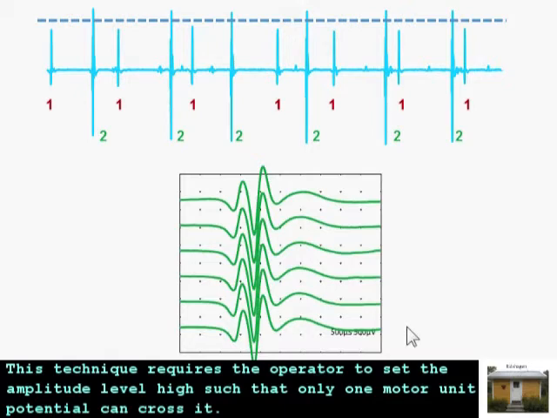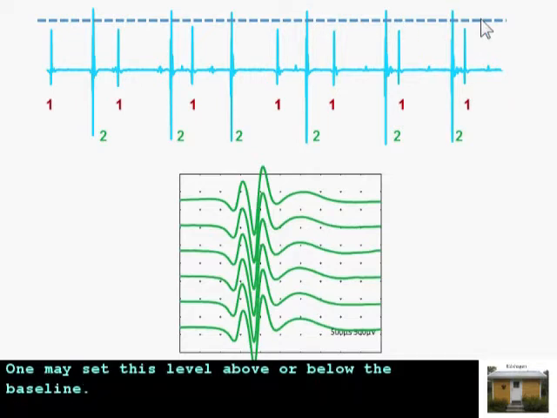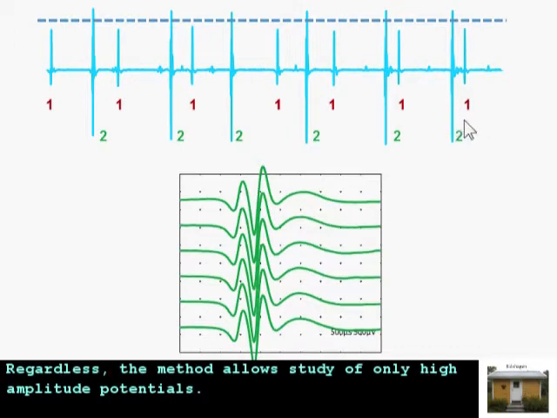This technique requires the operator to set the amplitude level high such that only one motor unit potential can cross it. One may set this level above or below the baseline. Regardless, the method allows study of only high amplitude potentials.